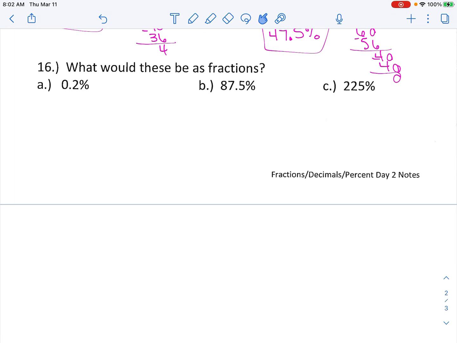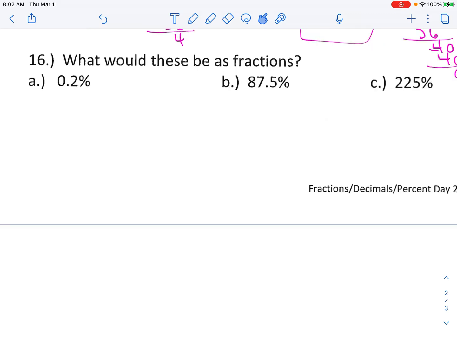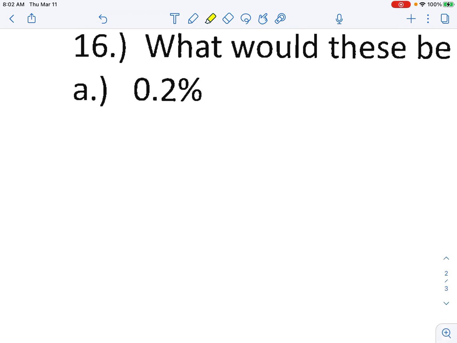So what would these be as fractions? 0 and 2/10%. So first of all, if we're converting from a decimal to a percent, we move the decimal 2 places to the right. So we're going to do the opposite. To go from the percent to the decimal, we're going to go 2 places to the left. So watch what I'm going to do with this decimal. I'm going to go once around the 0 and then move it one more time to the left, which means I'm going to have to put a 0 placeholder here. So this is equal to 0.002. And the question was, what would these be as fractions?